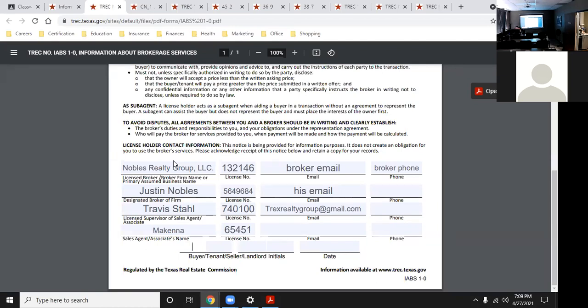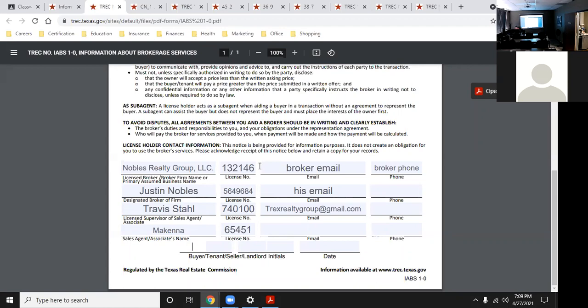So if you have a team, like I just started mine, this would be where you put your team leader's information and then your information on this platform. And then you would send this out to your buyer, tenant, seller, landlord, whoever, and have them initial and date this form as well.